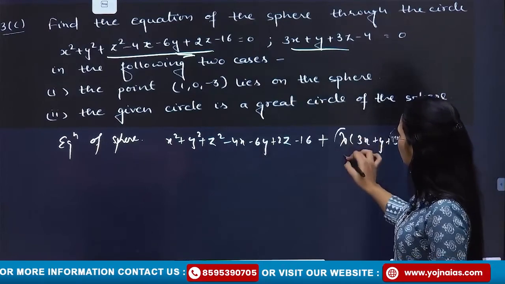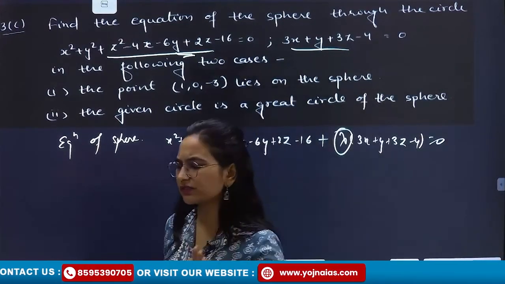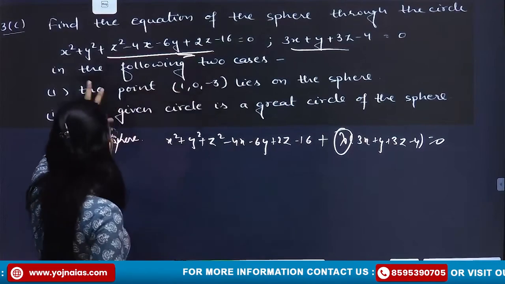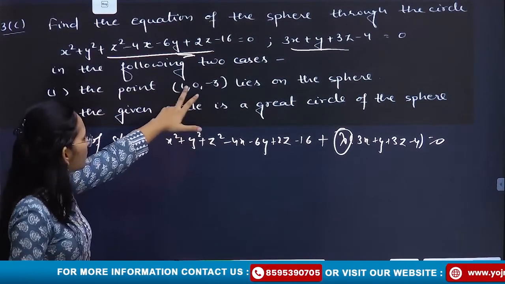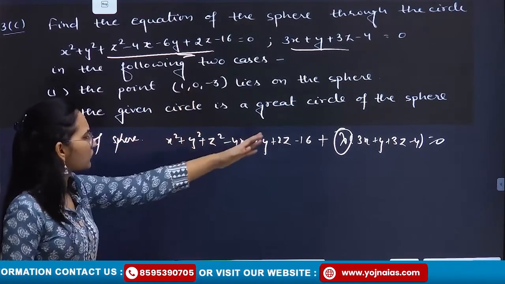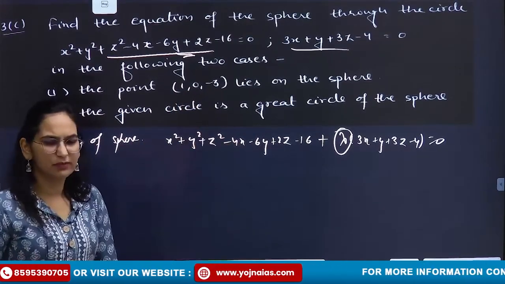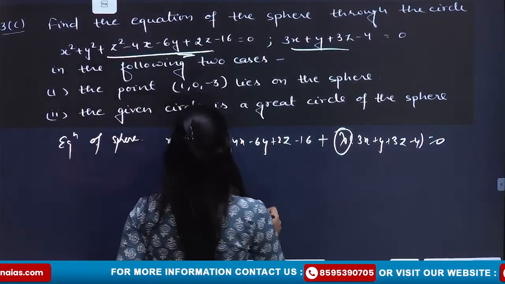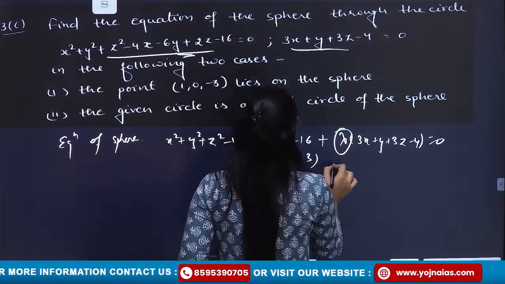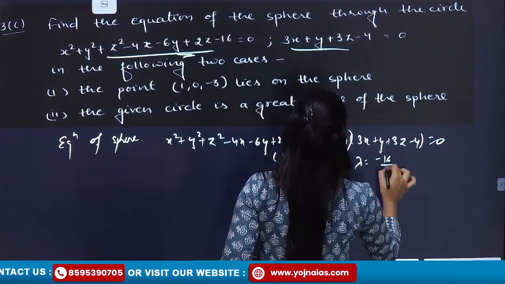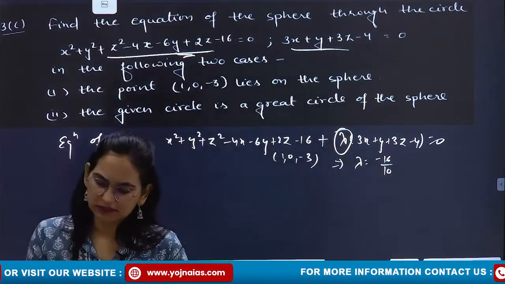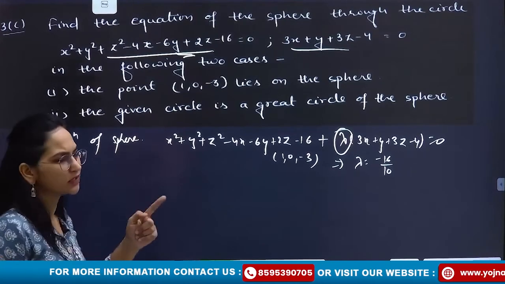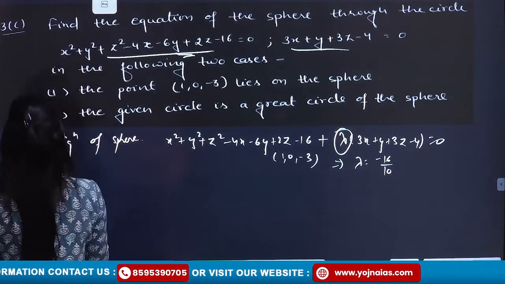But we need to calculate lambda, and lambda is one variable, that is why we require at least one condition, and they have given one condition in each of the parts. So in the first part they said the given sphere passes through this point, and if it passes through this point, then this point would lie on it, and we would be able to find this. So that would be the equation of the sphere, and at this time lambda would be, if you put the point 1, minus 3, then lambda would be minus 6 by 10. And second, they are saying that the given circle is a great circle of the sphere. If it is a great circle, then what is the condition of a great circle?